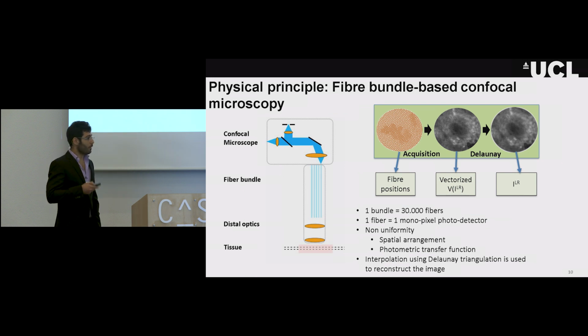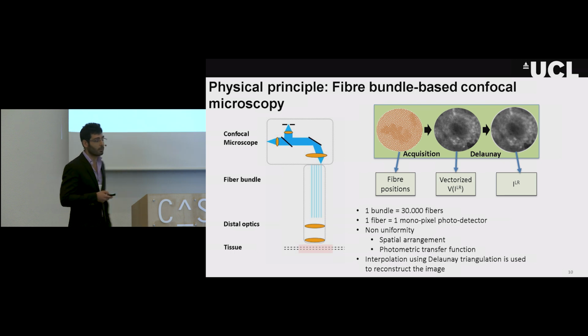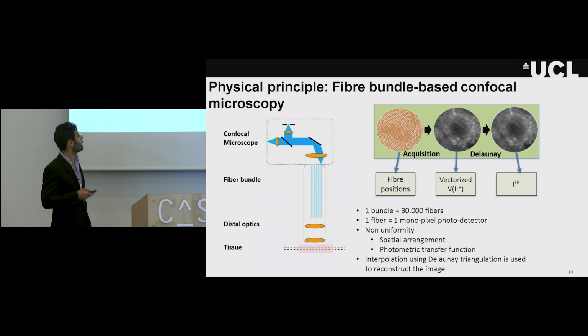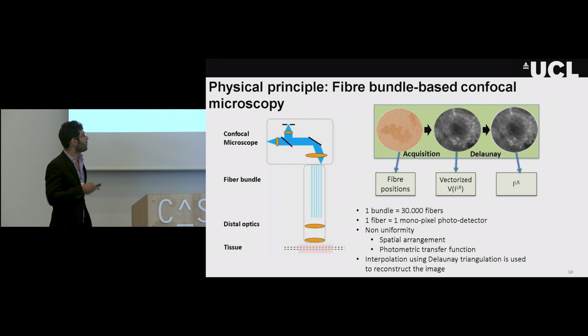To understand the cycle consistency, I need to introduce the physical principle of how these endomicroscopy images are acquired. Specifically, I'm going to concentrate on probe-based confocal laser endomicroscopy, which consists of a bundle that has a size of a few millimeters. In this bundle, there are between 10 to 30,000 fibers positioned irregularly inside the bundle.